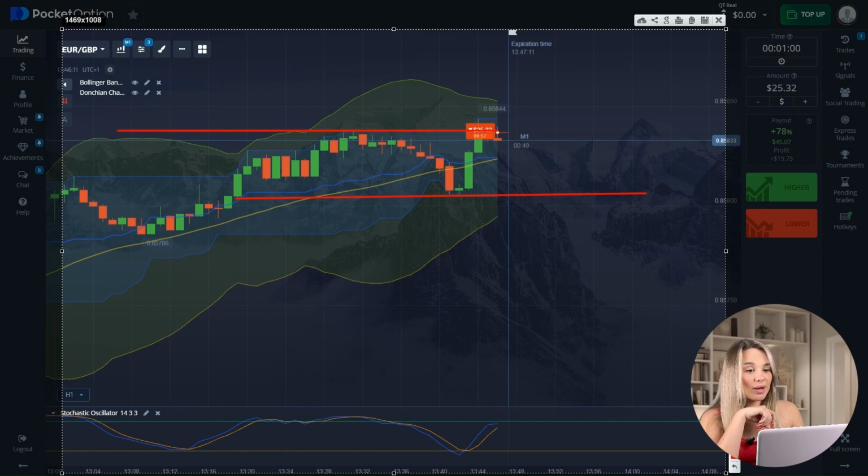We see that when touching the resistance level, the stochastic starts to turn around, and I think it won't enter the overbought zone but will bounce off it. Also, notice that the Bollinger Bands are narrowing, signaling a decrease in market volatility, so I do not see any reason for the level to be breached and expect the price to drop from it.